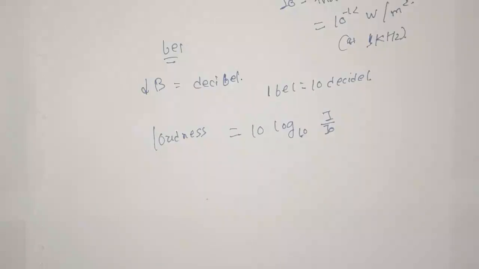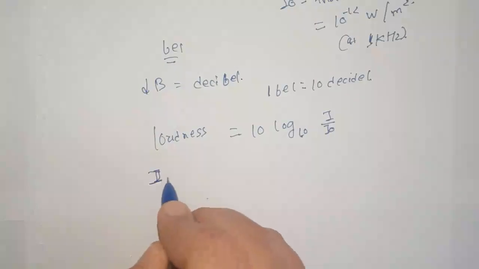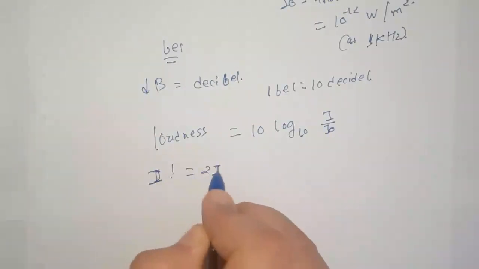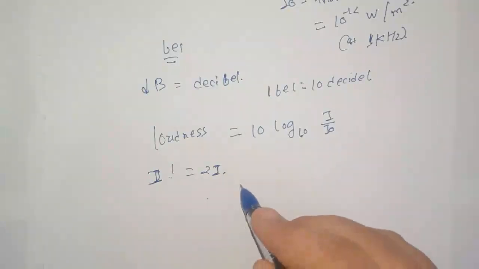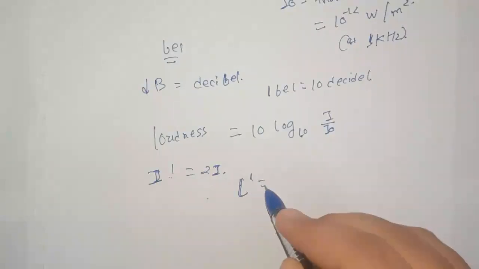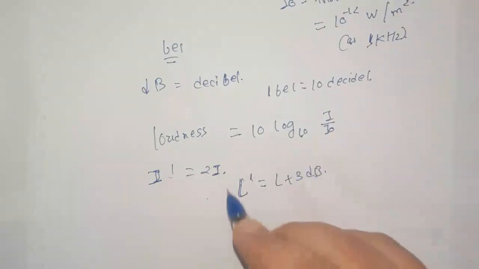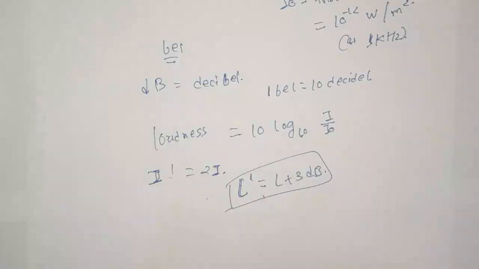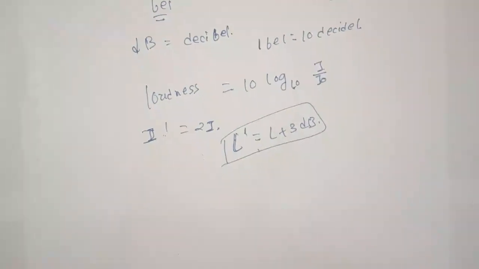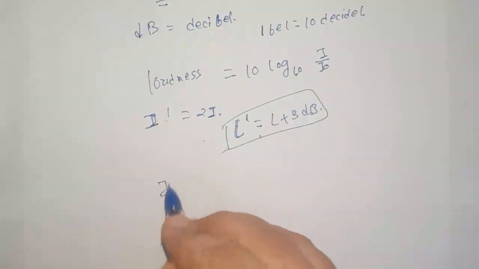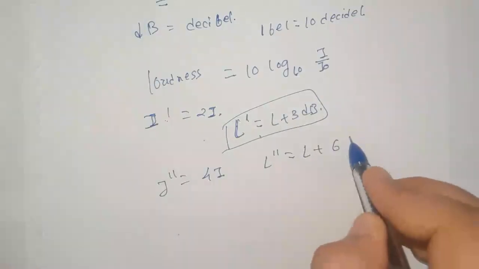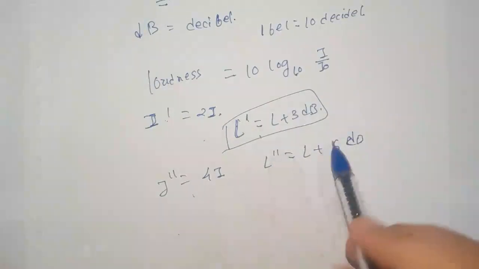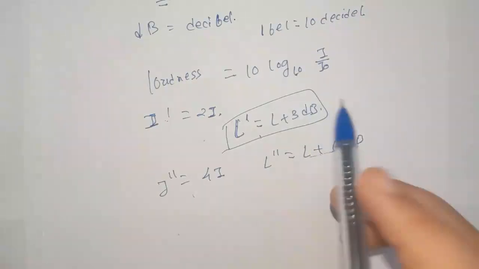When the intensity of sound doubles, then the loudness increases almost by 3 dB. Then L dash will be equal to L plus 3 dB. And if intensity quadruples, the loudness increases by 6 dB. That is, I double dash is equal to 4 times of I, then L double dash will be L plus 6 dB. If it is 8 times, then this will be 12 dB, and so on.